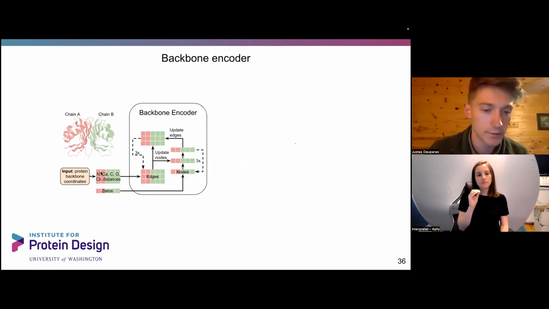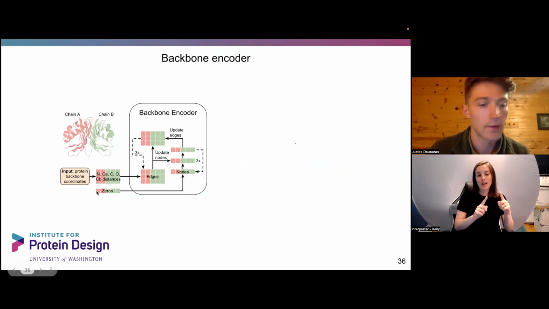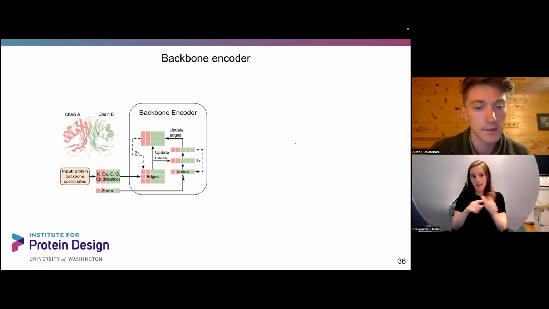So the backbone encoder, as we're saying, takes these distances between different atoms as edge features, and there are no node features. So the model is having these edges and nodes. Nodes are just initially 0, so it can just be omitted. And it's a message passing neural network that updates the nodes and then updates the edges to come up with better nodes and better edges. There are 3 layers of those that can be run.